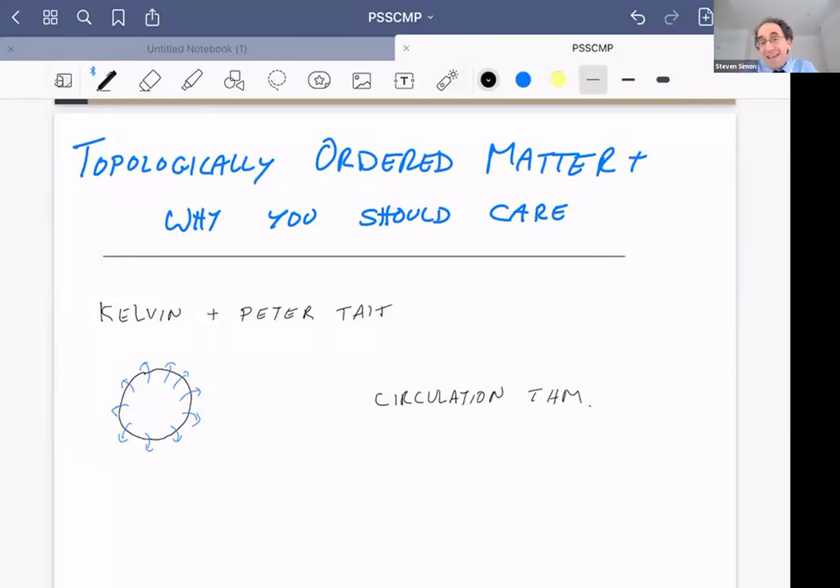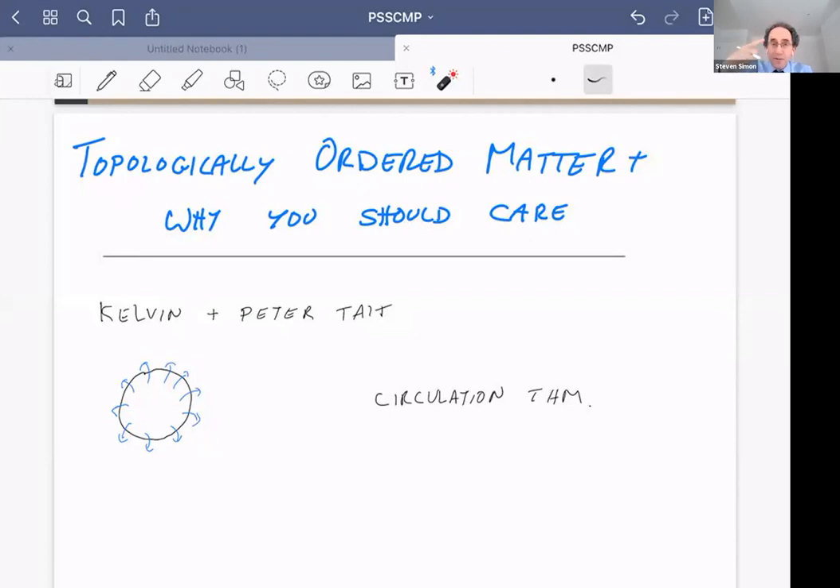Kelvin's circulation theorem. And the content of that theorem is the following statement. If it were not for the friction in the air, the fact that air has viscosity and dissipation, then this smoke ring configuration, with the flowing of the smoke around this central loop, would just continue forever.